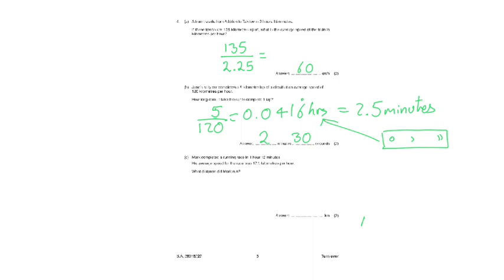Okay, Mark completed a running race in 1 hour and 12 minutes. His average speed for the race was 17.5 kilometres per hour. What distance has he run? So distance is speed times time.